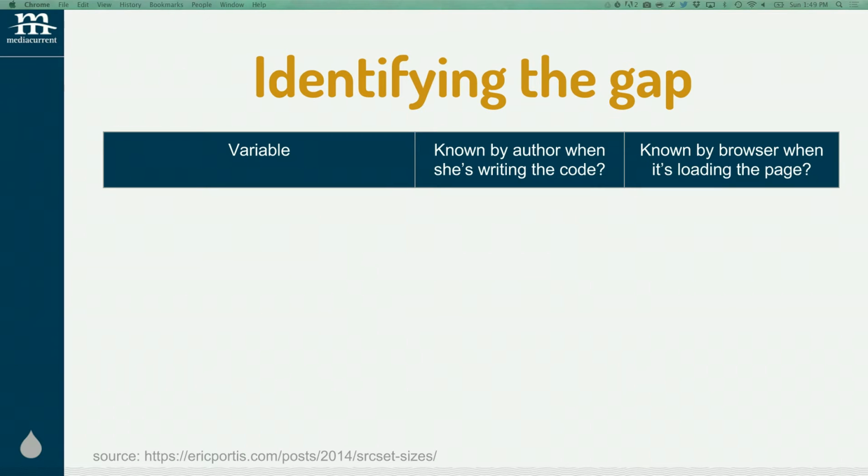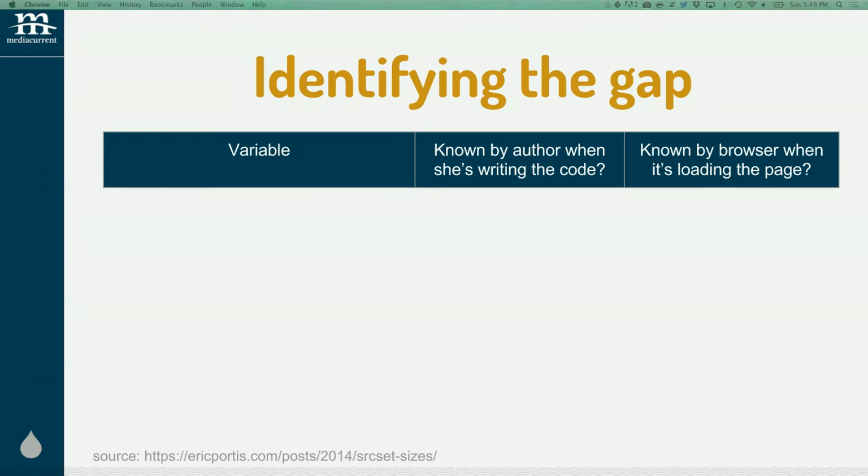So the gap that we just talked about, that gap of support, how can we identify that? The issue is that as developers, there are things that we know about our environment or our assets when we're building our websites that the browser doesn't know. And vice versa, there are things that the browser knows about our environment that we don't know. And so that's where the gap exists. And so we want to be able to close that gap. The more information we give to the browser so it can make a smarter decision, the better.